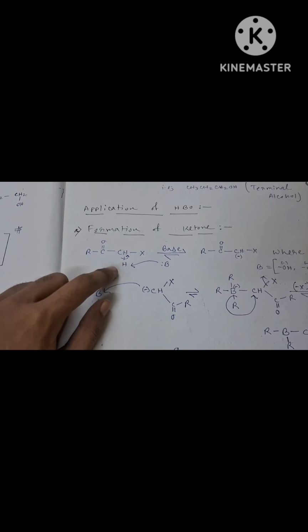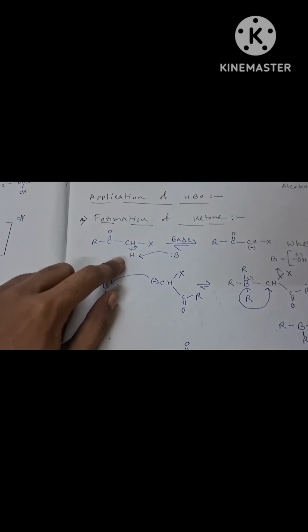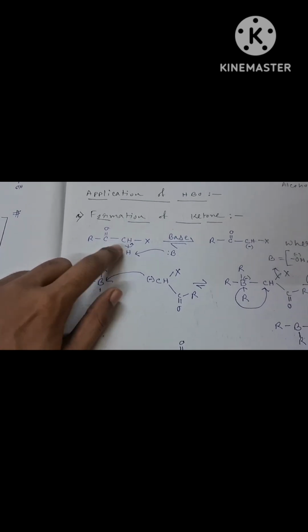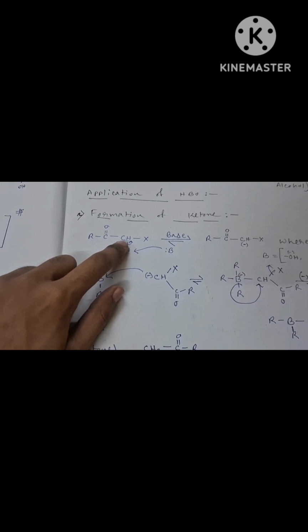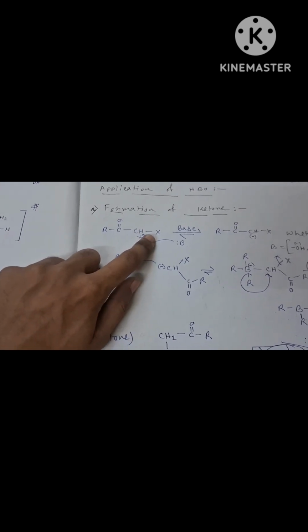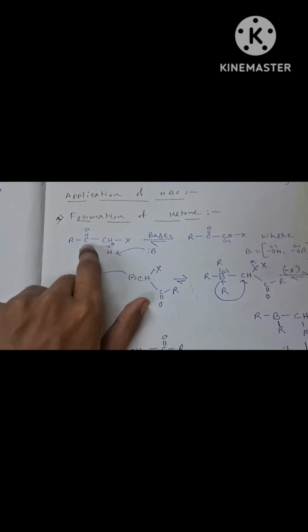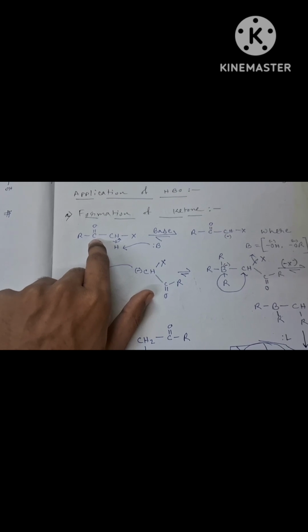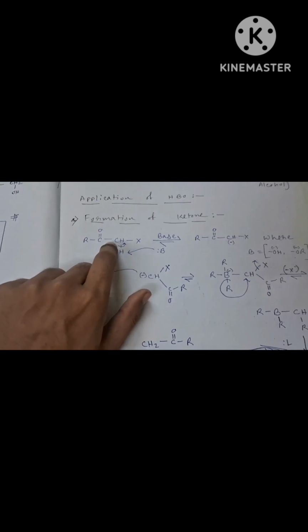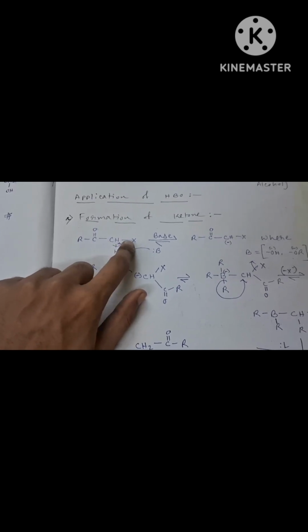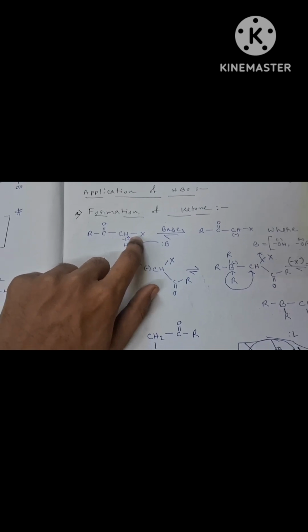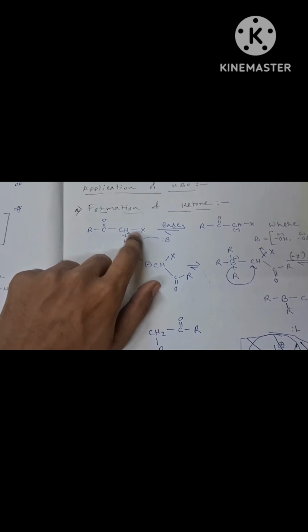This is an alpha-halocarbonyl compound. You should recognize this is the carbonyl center, and the alpha position here contains a halogen group, bromine or chlorine. And if we treat it with base, then this hydrogen will be captured by the base because it is acidic. Why? The carbonyl center is electronically deficient, so it drags out the sigma electron cloud. Again, the halogen, due to its higher electronegativity, withdraws the sigma electron cloud.